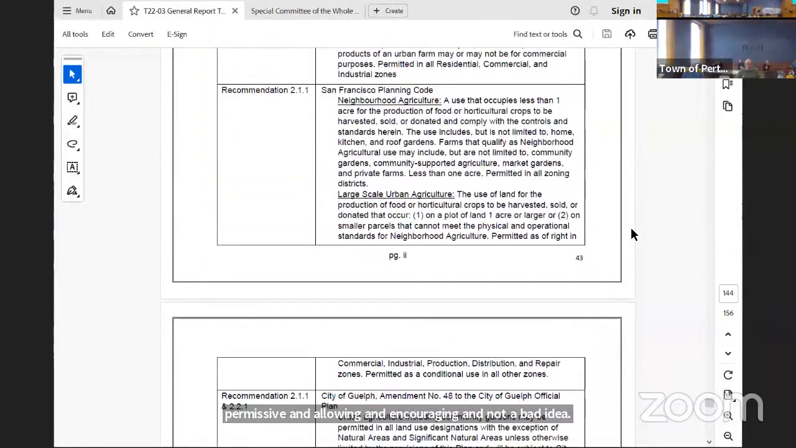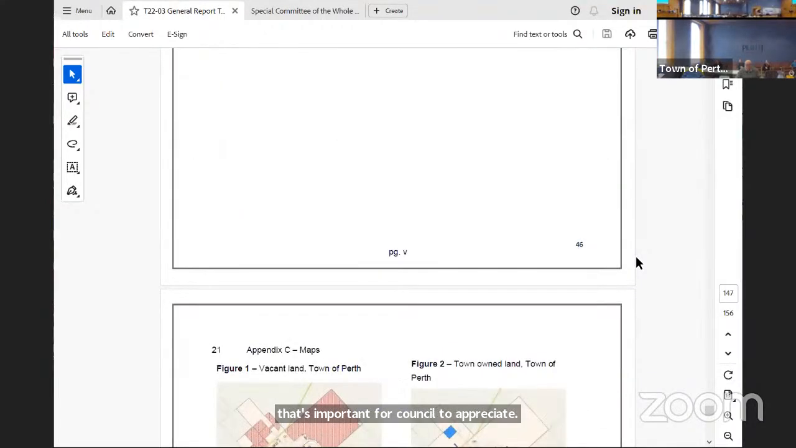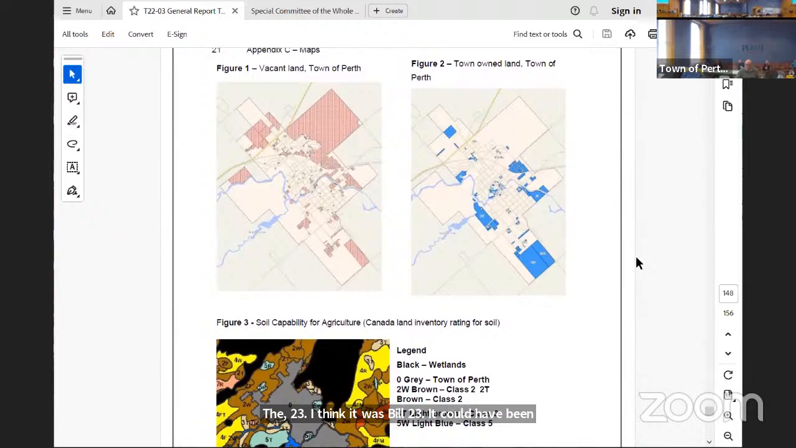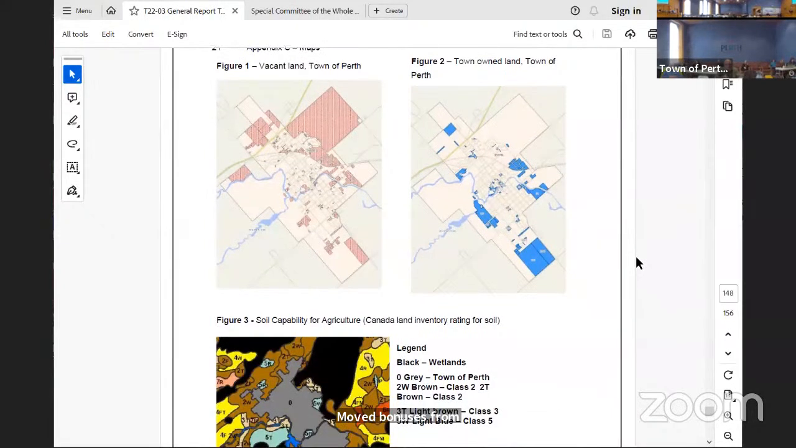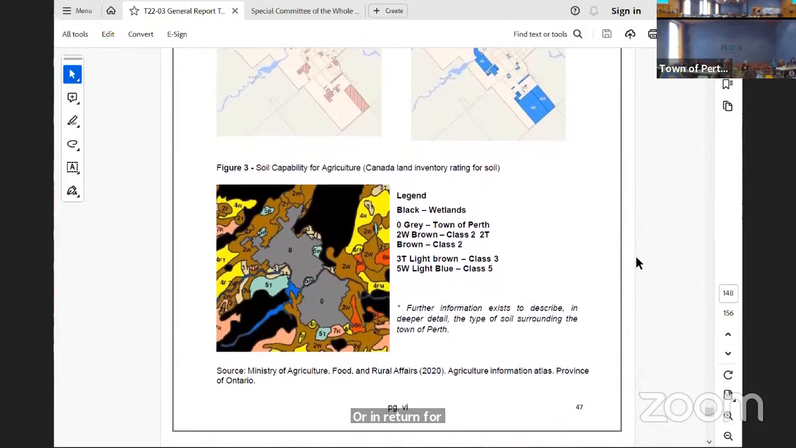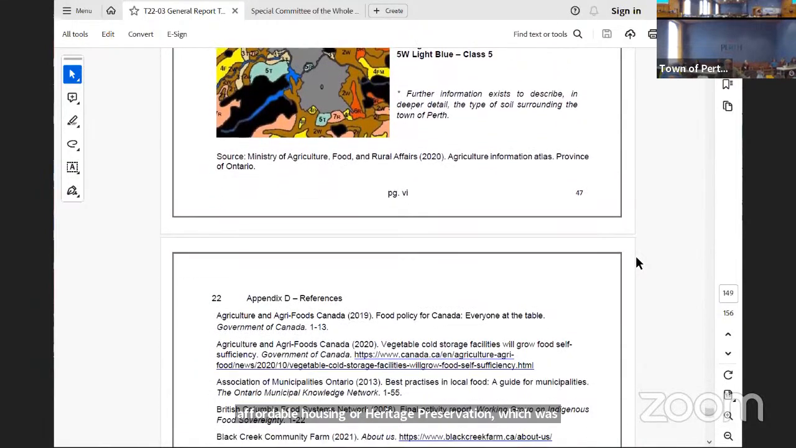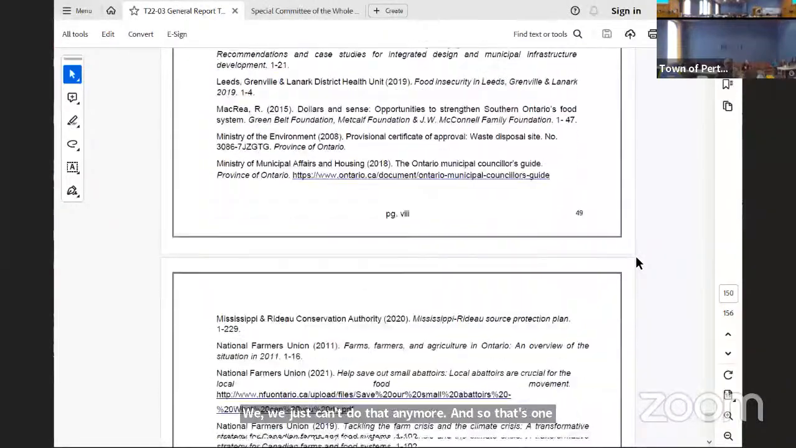He talked about bonusing, and I think that this is one point that's important for council to appreciate. Bill 23, I think it was Bill 23, it could have been Bill 109. There were quite a few bills in the last few years. Removed bonusing from a policy permitted under the Planning Act. So municipalities no longer can have policies that encourage height and density in return for enhanced environmental protection or affordable housing or heritage preservation, which was one of the main deliverables in the Perth plan for increased height and density. We just can't do that anymore. And so that's one suggestion that is now outside of the Planning Act.